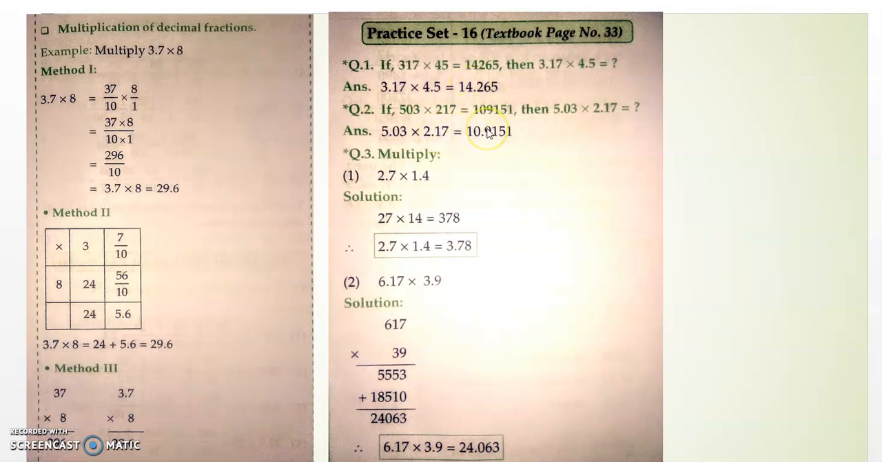In a similar way, in this sum also the answer is already given. Where will you put the decimal point? This is 1 and 2. Then 1 and 2. So how many numbers come? 4. So 1, 2, 3, 4. After 4 numbers put the decimal point.